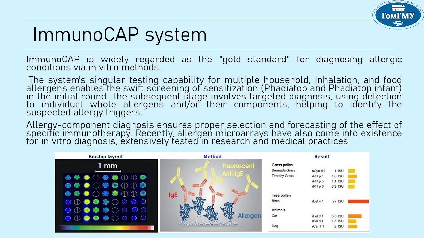The system's singular testing capability for multiple household inhalation and food allergens enables the swift screening of sensitization for the top allergens, including for infants, in the initial round. The subsequent stage involves targeted diagnosis using detection of individual whole allergens and all their components, helping to identify the suspected allergy triggers. Allergy component diagnosis ensures proper selection and forecasting of the effect of specific immunotherapy.